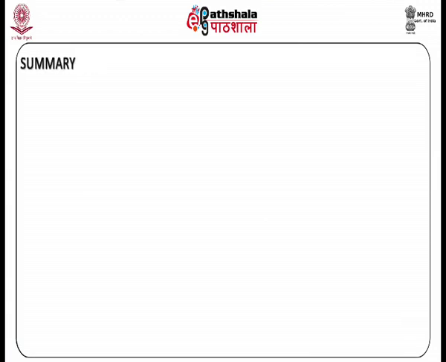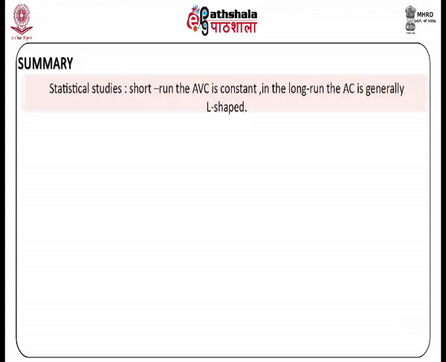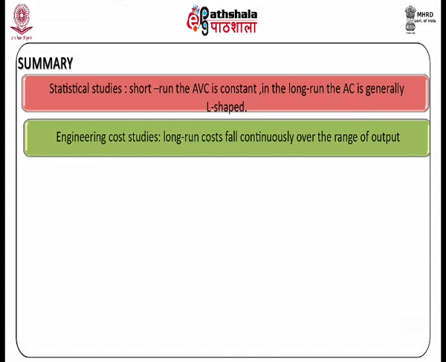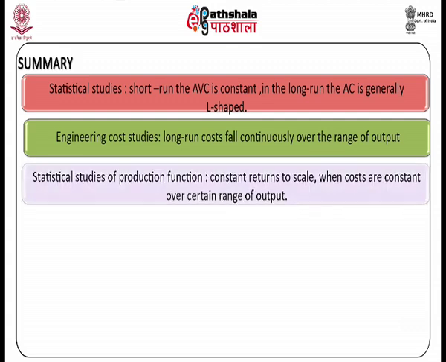Let us now summarize what we have learned in this module. There are several empirical methods of testing the shape of the cost curves. The empirical evidence from most statistical studies is that in the short run the AVC is constant over a considerable range of output, and in the long run the AC is generally L-shaped. The Cook and Booth study concluded that the long run costs fall continuously over the range of output covered by his engineering cost studies.